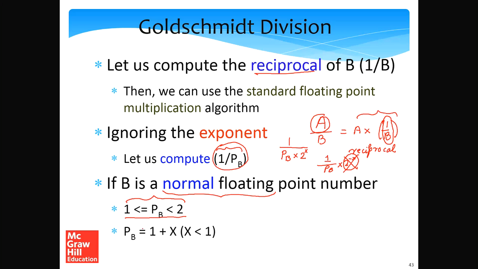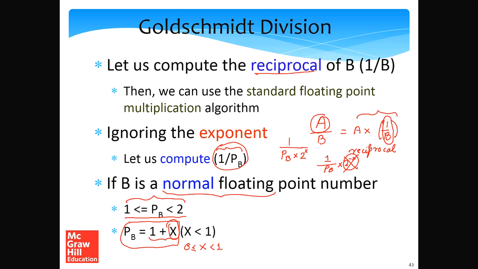So if this is the case, I can represent the floating point significand PB as 1 plus x, where x is less than 1. So PB is between 1 and 2. Since I can thus represent it in the form 1 plus x, where 0 is less than or equal to x and x itself is less than 1, this can be done.